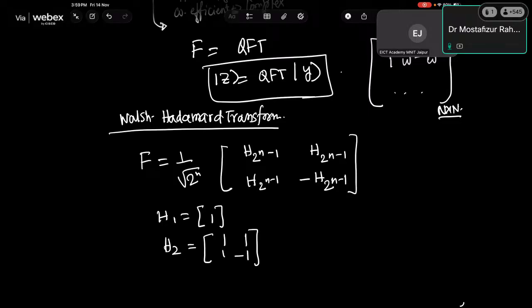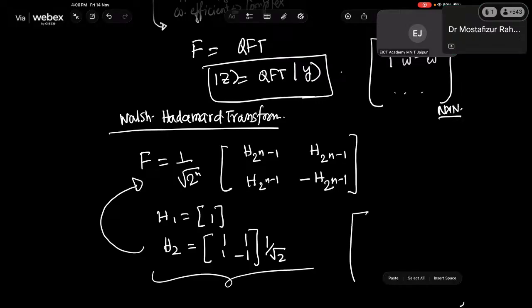So it's just a recursive representation of the matrix with 1 by square root 2. This is just a normalization thing. So you can recursively create this kind of circuit for Walsh-Hadamard transform. This is your simple Hadamard gate, right? And this is just H1 by definition.